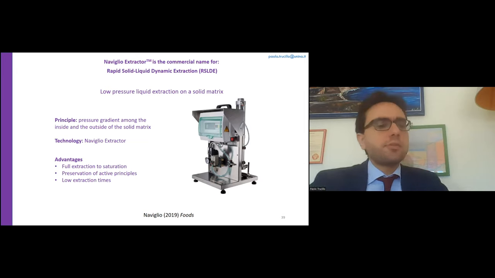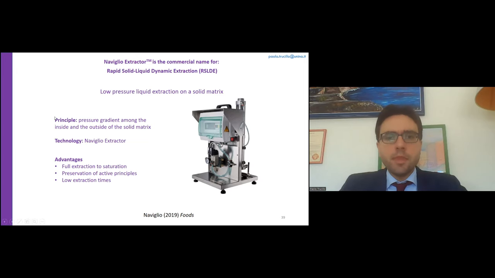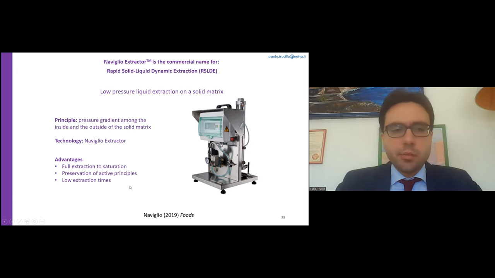So Naviglio extractor is the commercial name of the patented process that goes also under the name of rapid solid liquid dynamic extraction that works at low pressure. And this means that we have some liquid that is able to extract natural matter at mild pressures from 5 to 10 bars. The advantages are the full extraction to saturation, the preservation of active principles because we work at room temperature, and low extraction times, as I said.